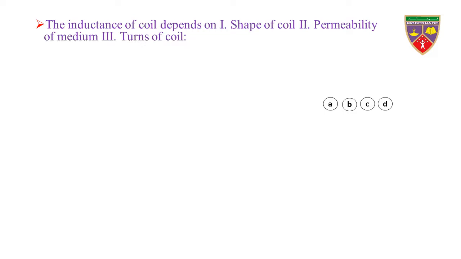The inductance of a coil depends on: 1, shape of coil; 2, permeability of medium; 3, turns of coil. Option A, 1 and 2; option B, 2 and 3; option C, 1 and 3; option D, 1, 2 and 3. The key is 1, 2, 3. Therefore, the correct option is D.